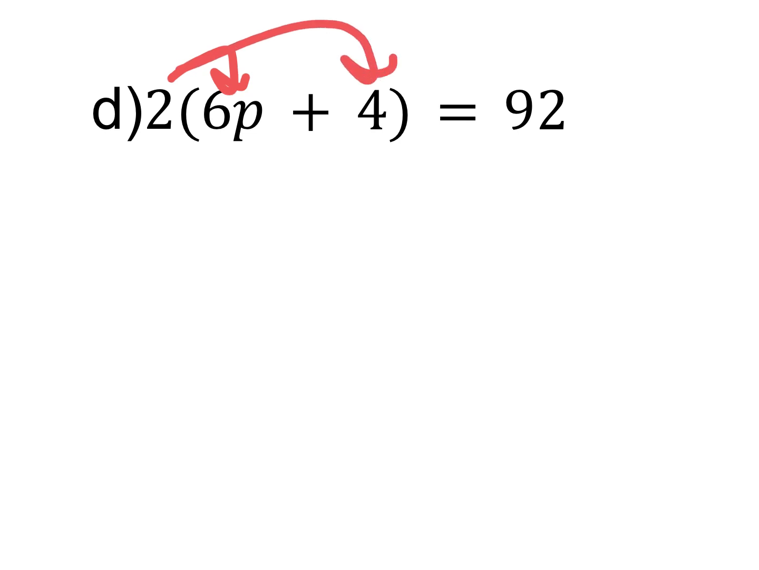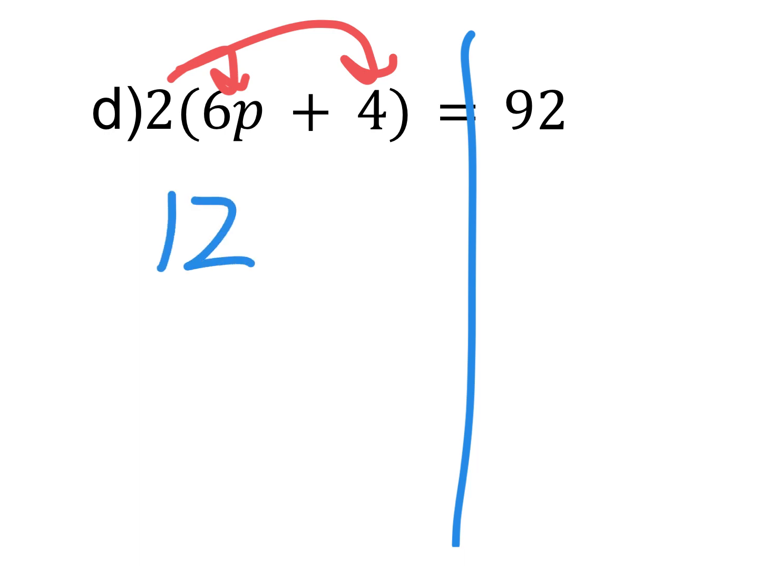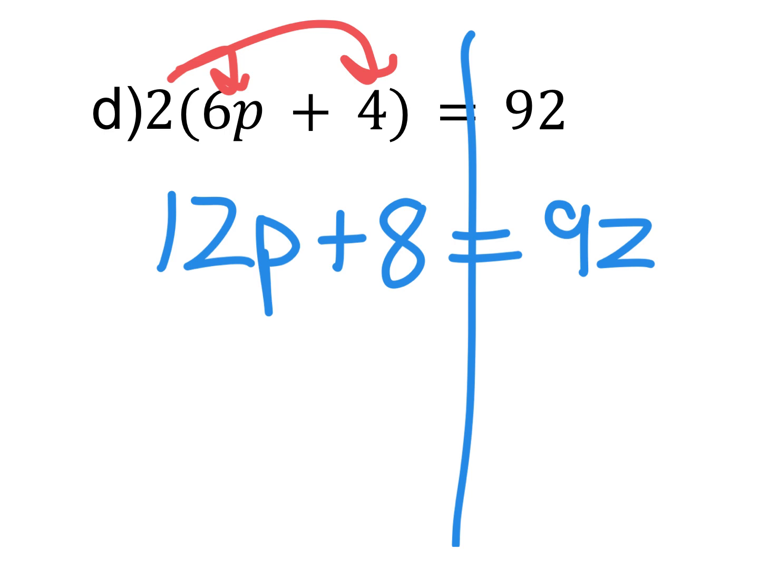So let's go and do this. Draw your line through the equal sign. 2 times 6p. I'm just going to multiply the numbers together. So 2 times 6 is 12. And then, because it was 2 times 6p, I still have that variable p. I bring the plus sign down as well. And then I have 2 times 4. That is going to get me 8. Nothing changes on the right side of the equation.